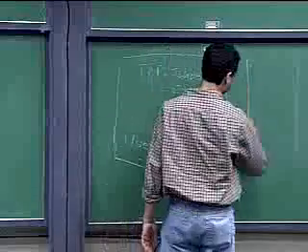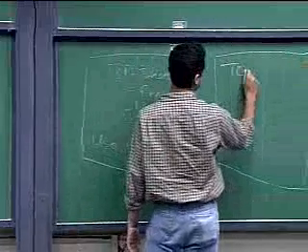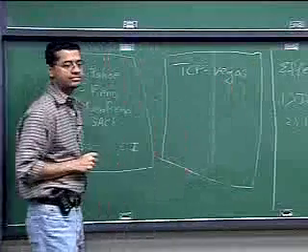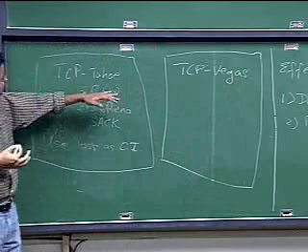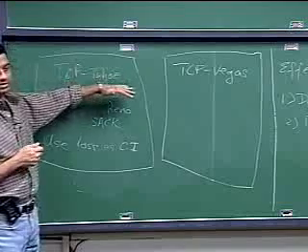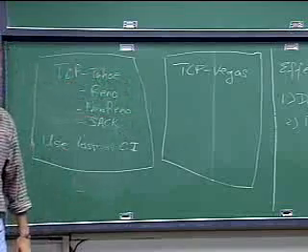Then there was a proposal which was TCP Vegas. I don't know why, but the first TCP congestion control algorithm was implemented in Tahoe, and since then people just stuck to different cities in Nevada.